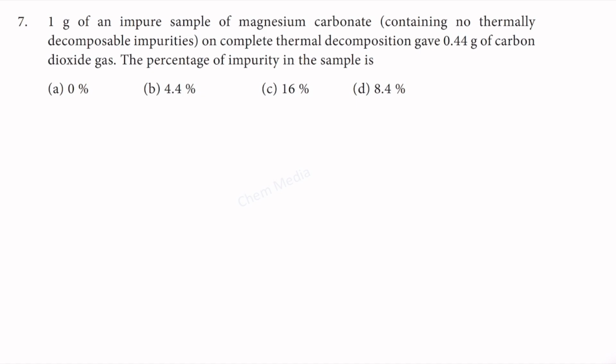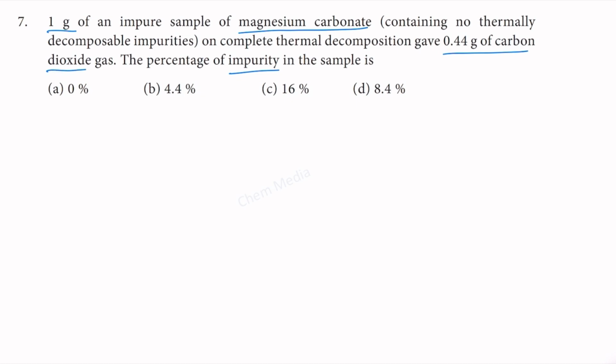1 gram of an impure sample of magnesium carbonate containing no thermally decomposable impurities on complete thermal decomposition gave 0.44 gram of carbon dioxide gas. In that case, what is the percentage of impurity of the sample? So, they are asking the impurity of magnesium carbonate. 1 gram impure sample gave 0.44 gram of carbon dioxide.